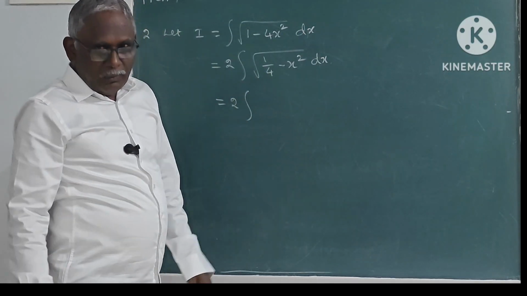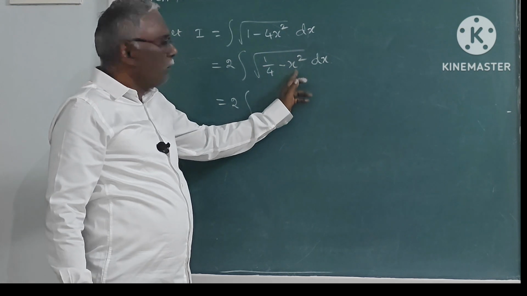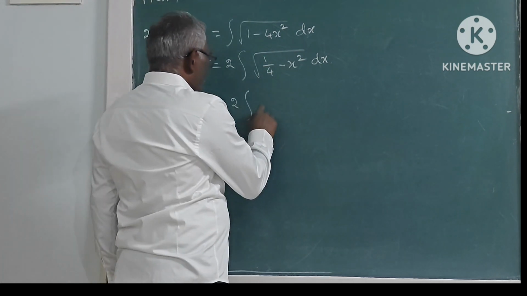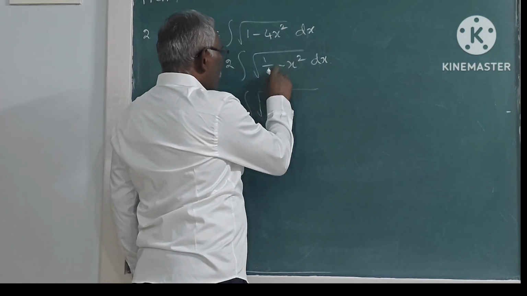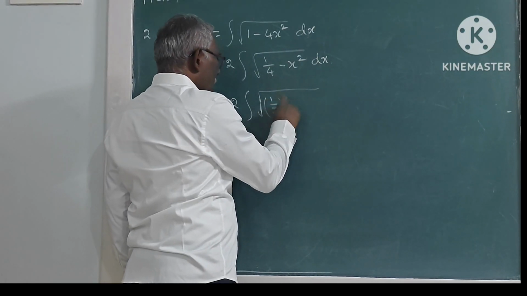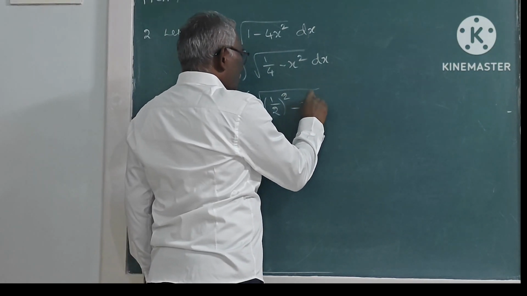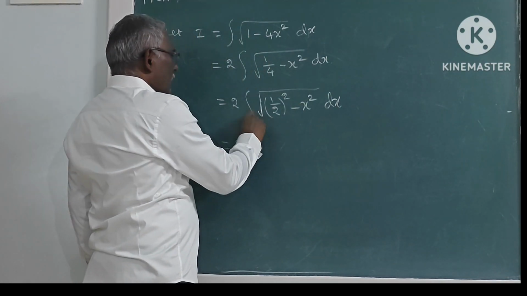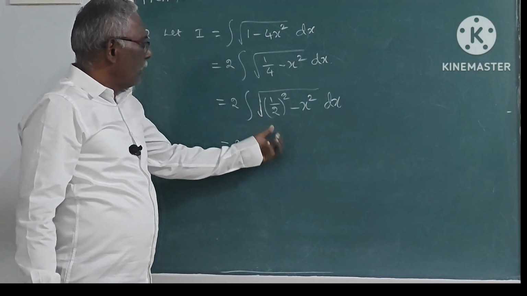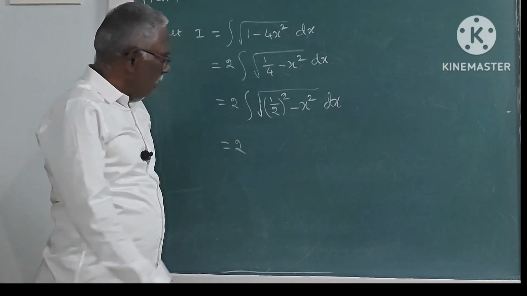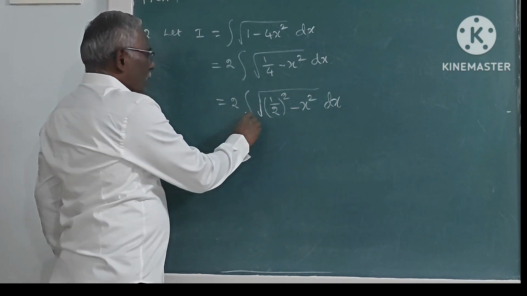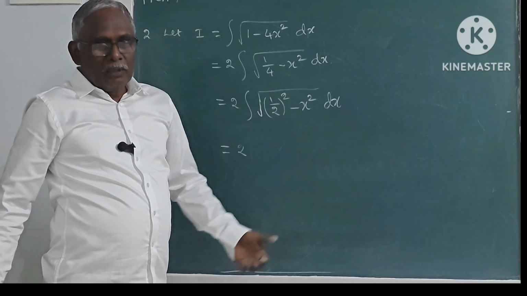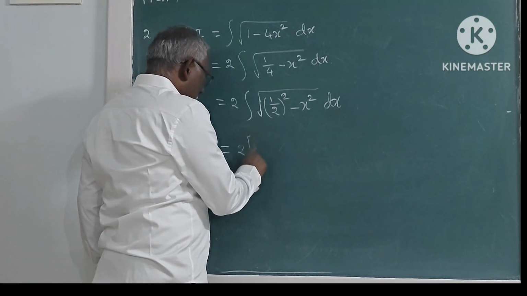So we have to write it in the formula form: integral square root of a square minus x square dx. Then only you can apply the formula. So this will be 2 integral square root of 1 by 2 whole square minus x square dx. Now this is in the form of integral square root of a square minus x square dx. If you integrate this, we will get two terms, so I will put a bracket.